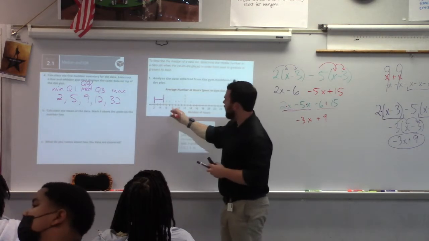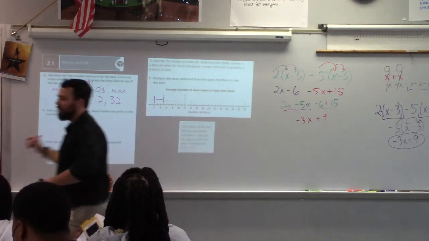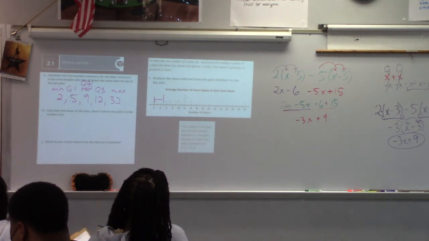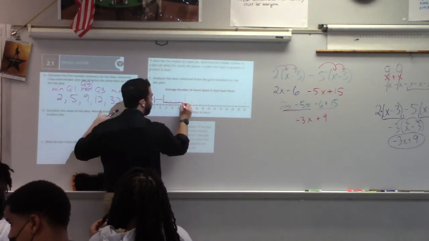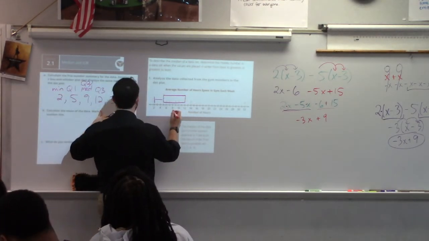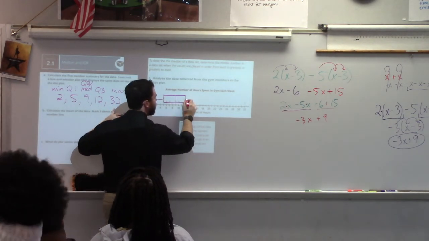And one thing I do want to point out, what I often do is I do my minimum. I then do that first quartile, but then I just draw the entire box, right? So I go all the way to my third quartile of 12, and then I would mark my median now at 9, and then a max.